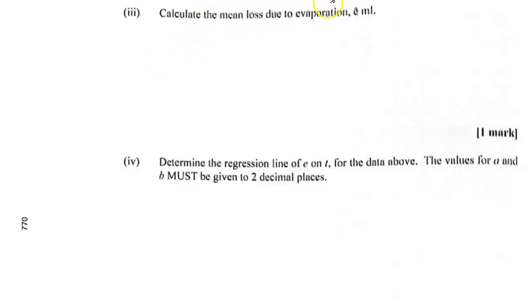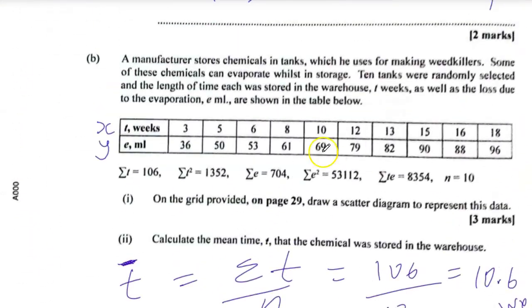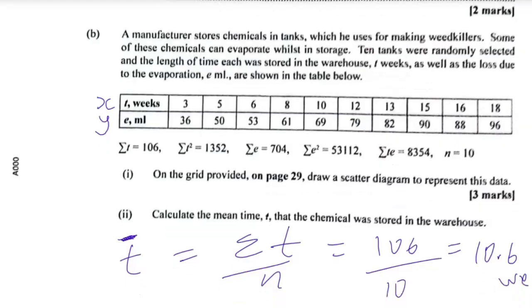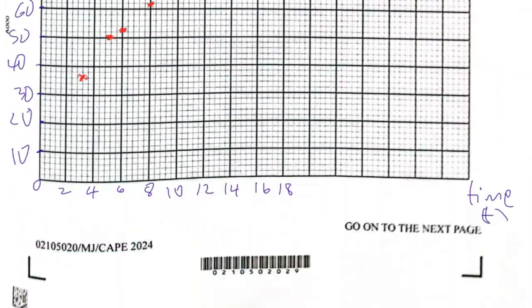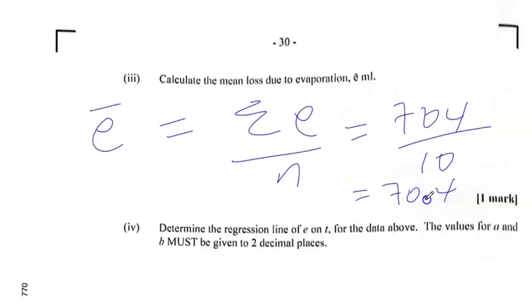Calculate the mean loss due to evaporation. So that's E bar is the sum of E over N, and the sum of E was 704, N was 10. So 704 divided by 10, that's 70.4, and E was in milliliters.